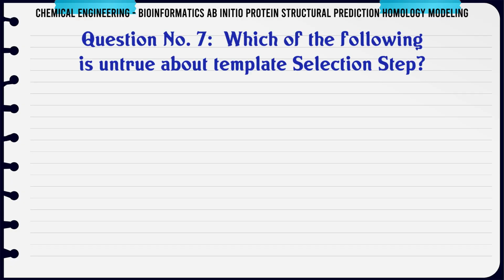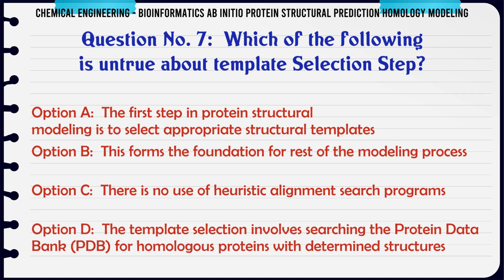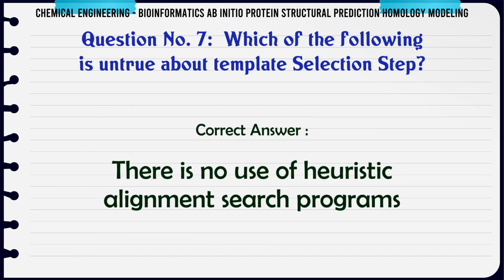Which of the following is untrue about template selection step? A. The first step in protein structural modeling is to select appropriate structural templates. B. This forms the foundation for the rest of the modeling process. C. There is no use of heuristic alignment search programs. D. The template selection involves searching the Protein Data Bank (PDB) for homologous proteins with determined structures. The correct answer is there is no use of heuristic alignment search programs.